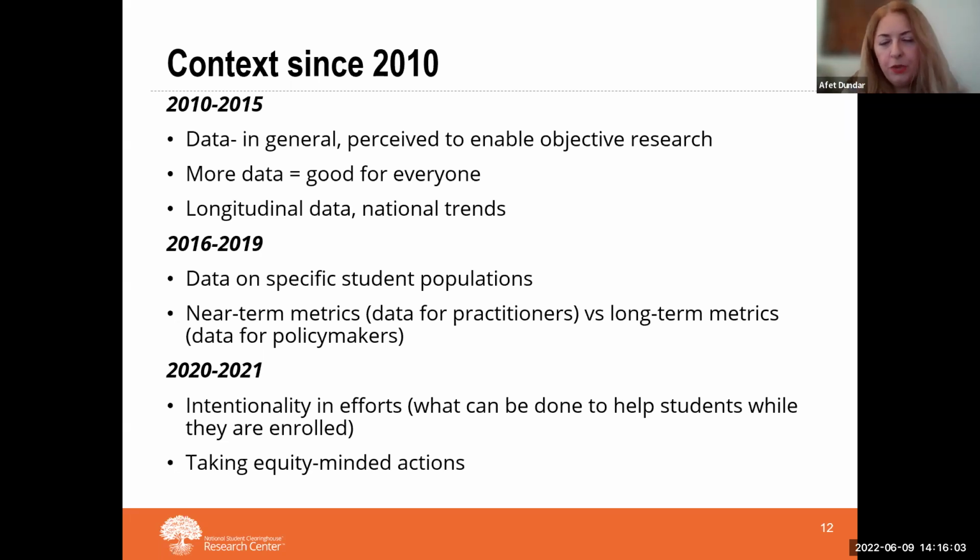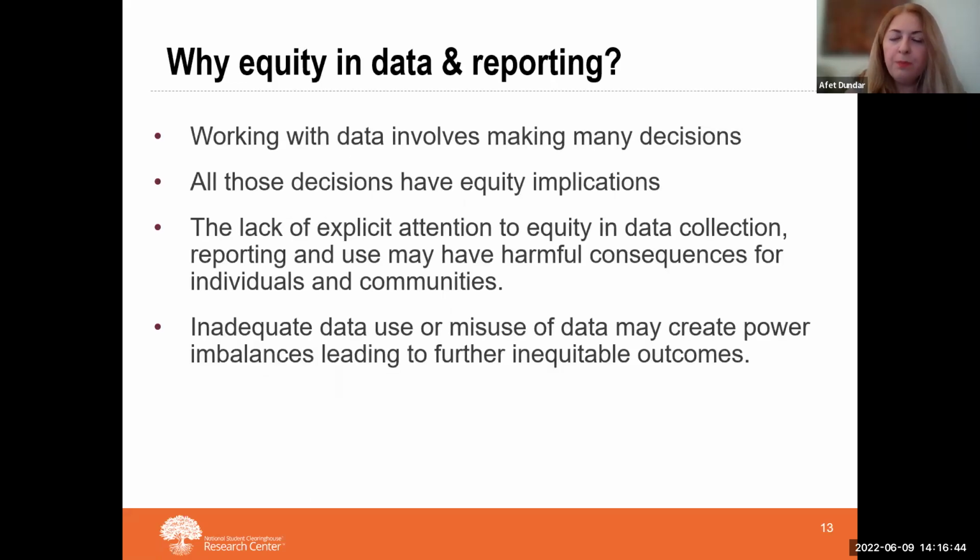And then in 2020, 2021, like many organizations, we thought about intentionality in efforts, what we really need to do to help students while they are enrolled. Again, this was a continuation of near-term metrics. I know that many organizations, colleges, and universities focused on not having initiatives just for the sake of initiative, but rather on intentional efforts to help students and on taking equity-minded actions. And so far we are still focusing on equitable outcomes, looking at the outcomes. But we also thought about, before we produce those reports, what does equity mean in data collection, when we are looking at the data?